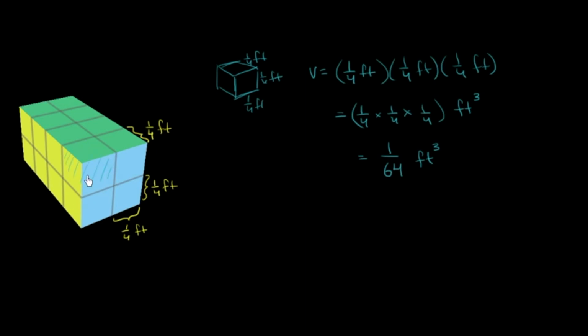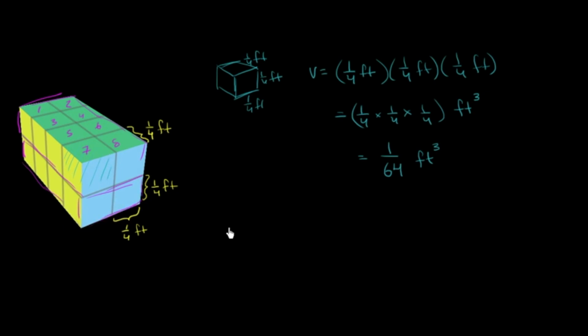Now, how many of them are there? Well, you could view them as kind of these two layers. The first layer has 1, 2, 3, 4, 5, 6, 7, 8. That's this first layer right over here. And then we have the second layer down here, which would be another 8. So it's going to be 8 plus 8, or 16.